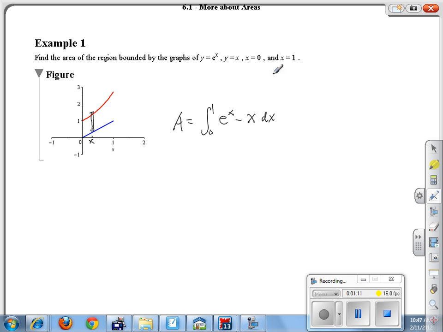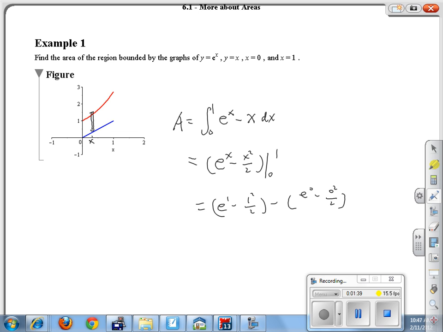Right, so we just get the formula, and to find this integral, now you can either use the TI-99, directly put it into the TI-99 to find the integral, or you use the fundamental theorem. The antiderivative is e to the x minus x squared over 2, right? Then from 0 to 1, then you plug in 1, you get e to the 1 minus 1 squared over 2 minus e to the 0 minus 0 squared over 2.